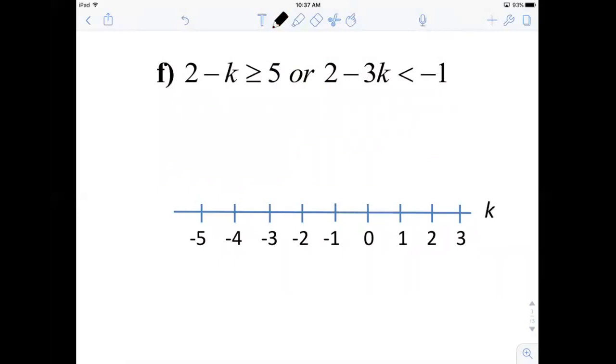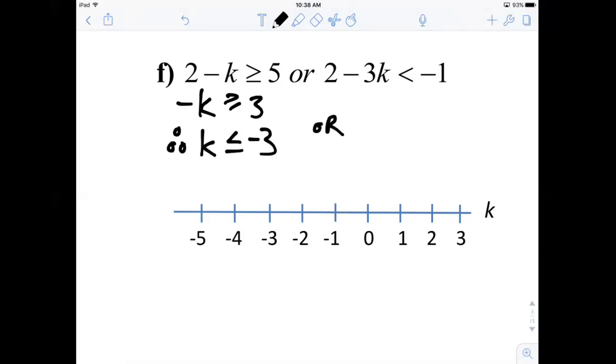So 2 minus k is greater than or equal to 5 is the first one. If I subtract 2 from both sides, that tells me that minus k has to be greater than or equal to 3. And then I'm going to divide both sides by -1. So therefore positive k, and I'm dividing by a negative now, so my sign has to flip. So k has to be less than or equal to -3 now, because I divided both sides by -1. So that is one thing that has to be true for k.